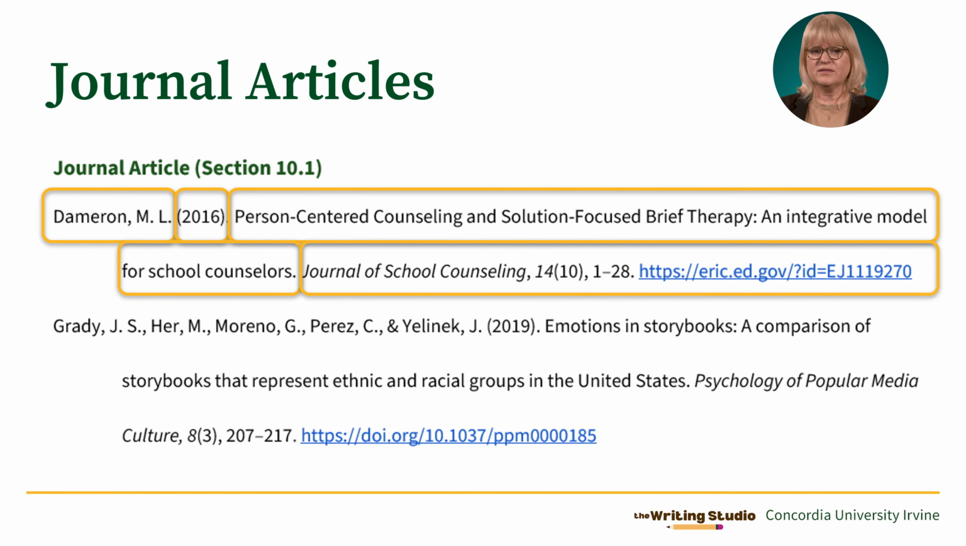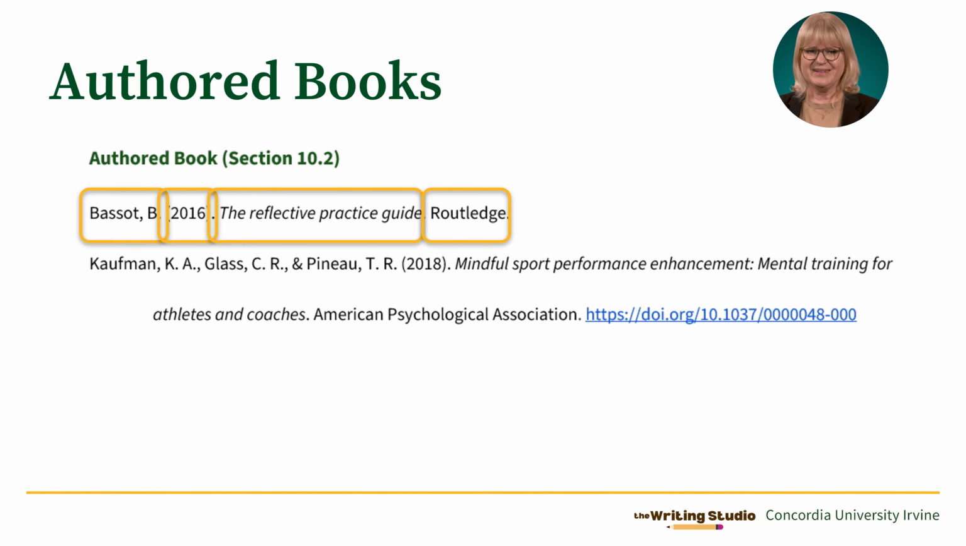And then note that with APA 7, URLs or DOIs must be included in blue and hyperlinked. So that's the hard one. Now we get to the authored book. We still have the who, when, what, and where, but it's a bit simpler.